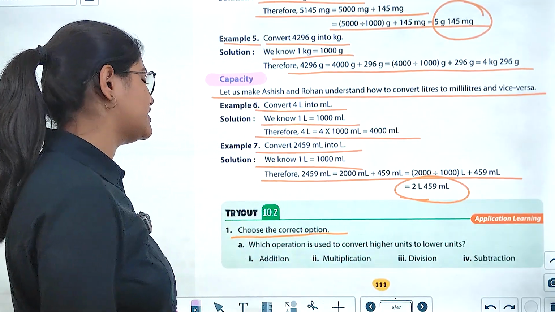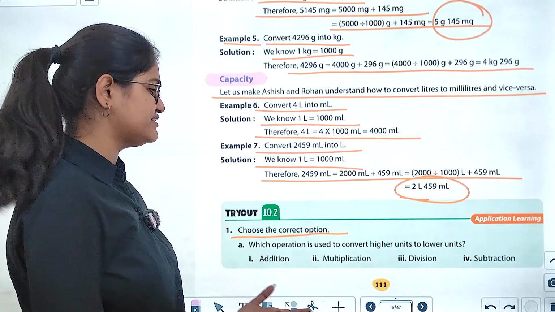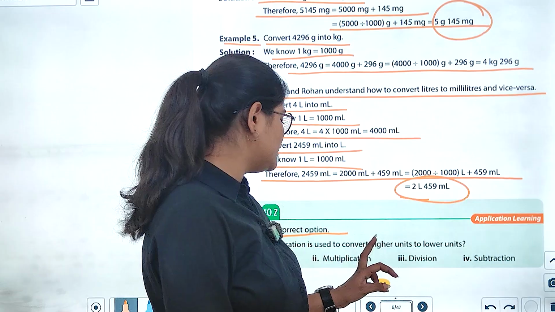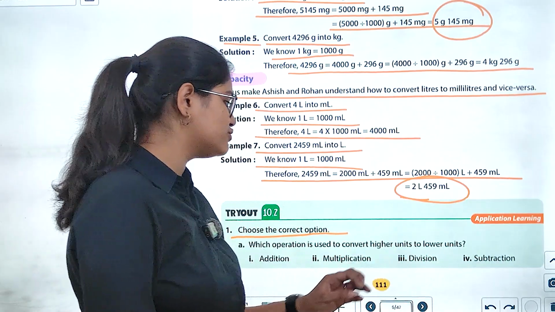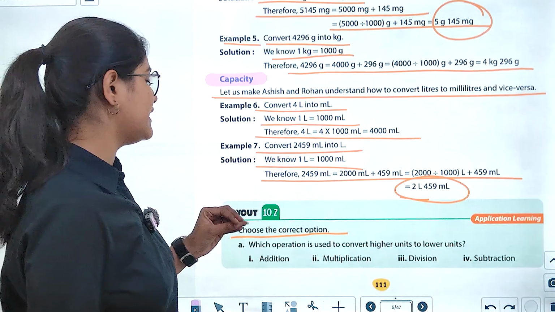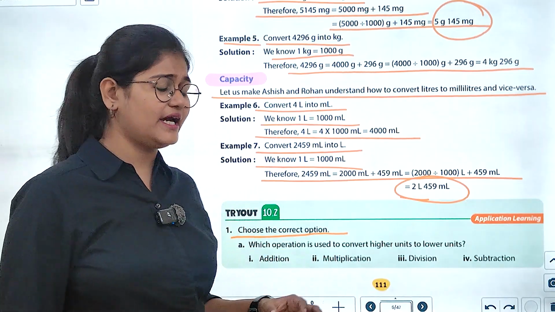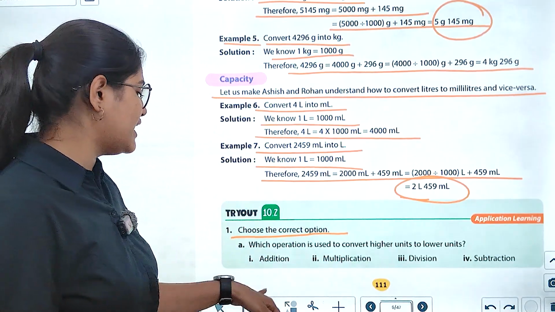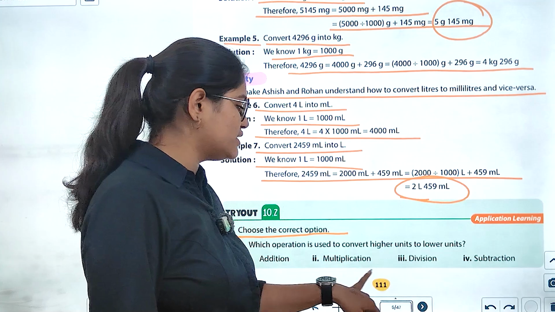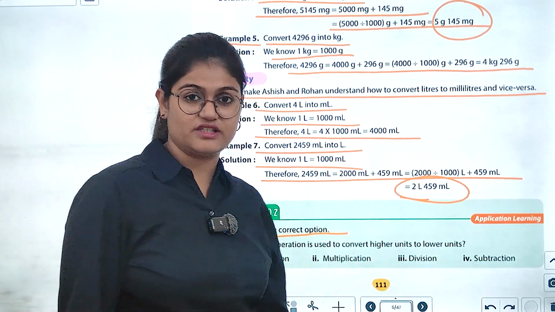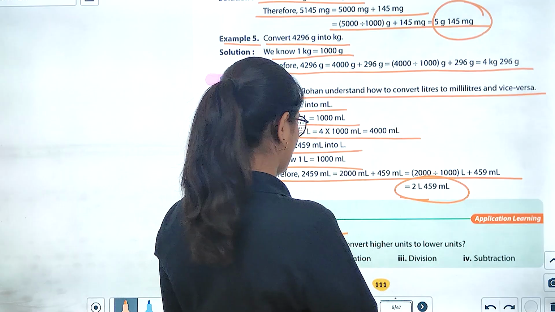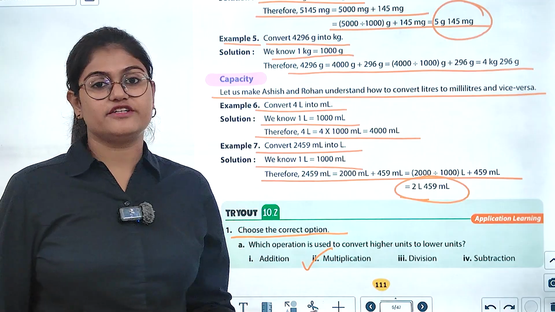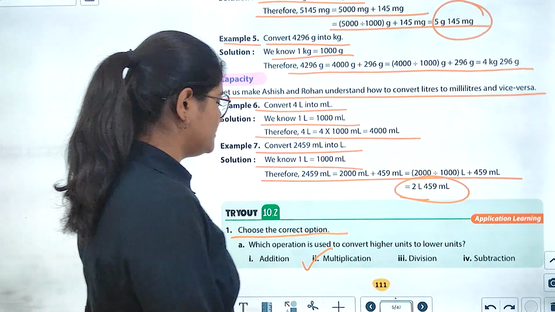Now next we have the exercise. It says choose the correct option. So now let's quickly choose the correct option. It says, which operation is used to convert higher units to lower units? And the options are addition, multiplication, division or subtraction. As we all know, multiplication is the operation through which we can convert higher units into lower units, right?